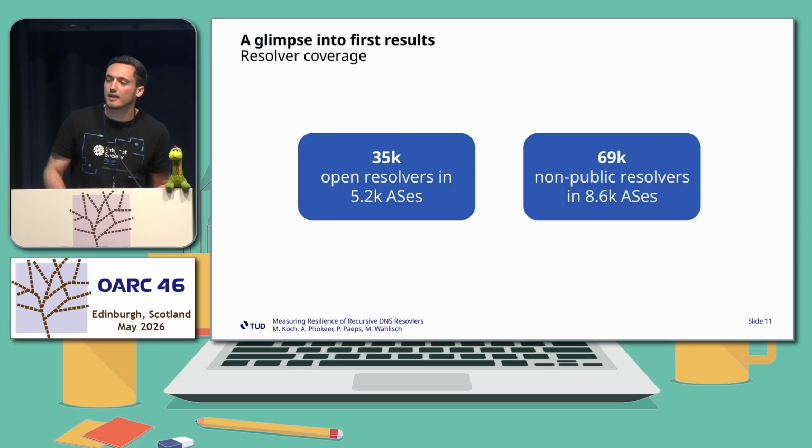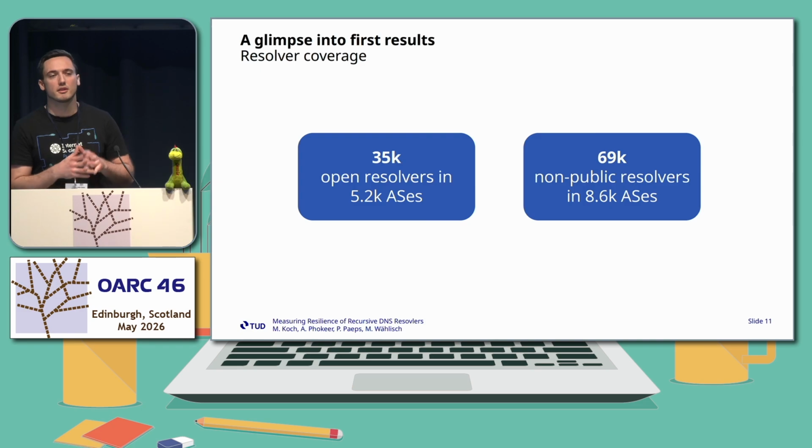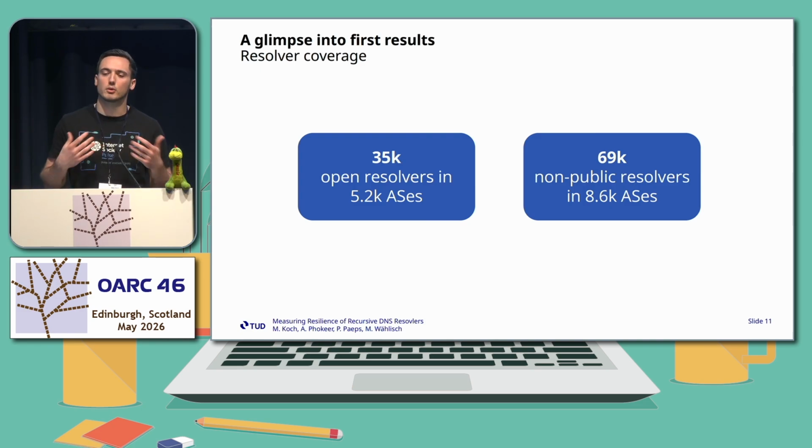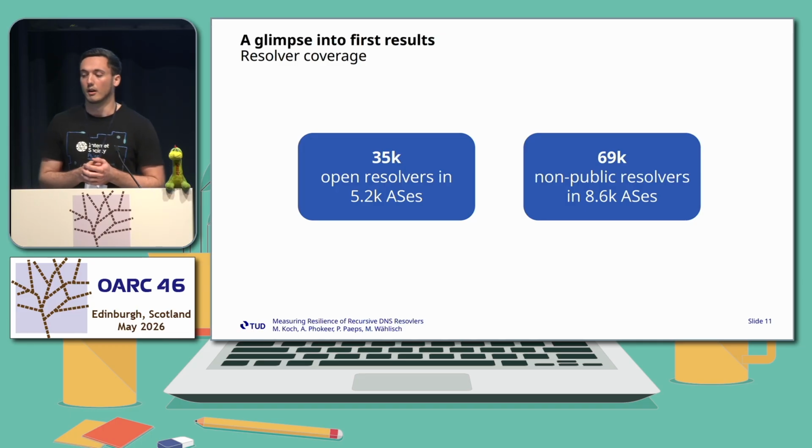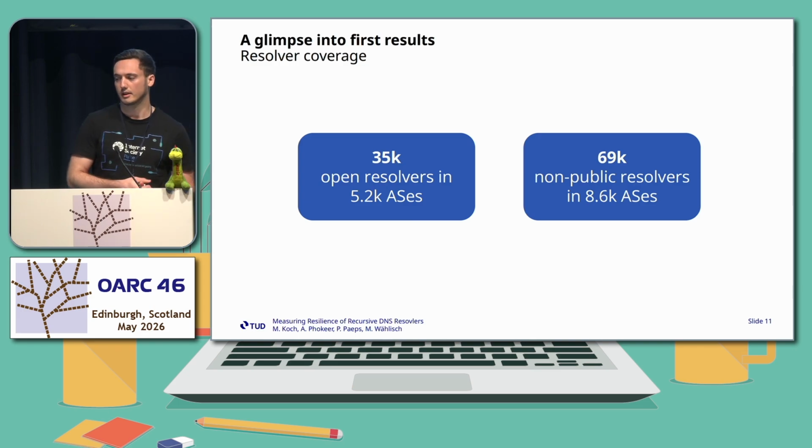So let's head into first results. This is only a very brief overview to give you a better feeling of the current coverage of this project. So we use the OpenDNS API to collect all the open resolvers and also to infer the non-public resolvers. Our current coverage is that we have in our database about 35,000 open resolvers distributed over more than 5,000 ASs, and also about 70,000 non-public resolvers distributed in more than 8,000 ASs.